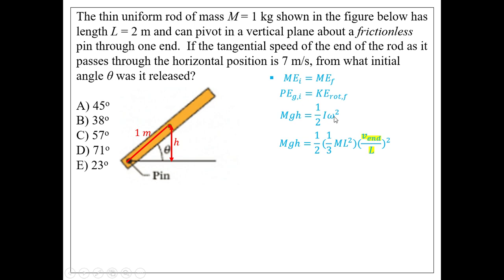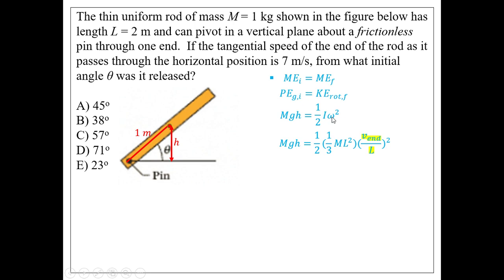This is an important concept. As the rod rotates, its angular speed is the same for every single point because it traces out the same amount of angular displacement in the same amount of time. So omega is the same for every point mass on the rod because it traces out the same angle in the same amount of time. Omega is your angular displacement divided by time. So if angular displacement is the same and time is the same, omega has to be the same for every point mass on the rod.